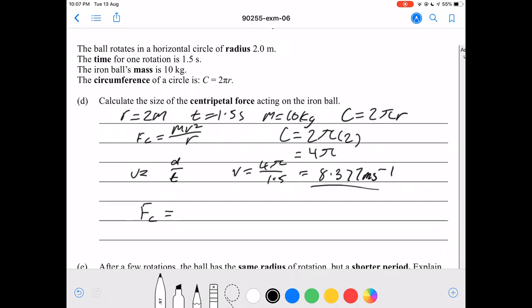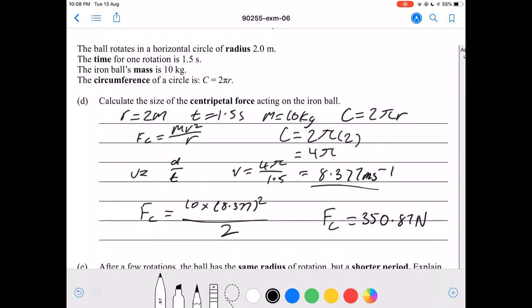So Fc equals m, which is 10, times 8.377 squared, divided by our radius, which is 2. If we plug that into our calculator, 8.377 squared times 10 divided by 2, you should get your Fc as 350.87 newtons. And that's basically how you would calculate a centripetal force given the radius, time for one rotation, mass, and circumference of a circle.